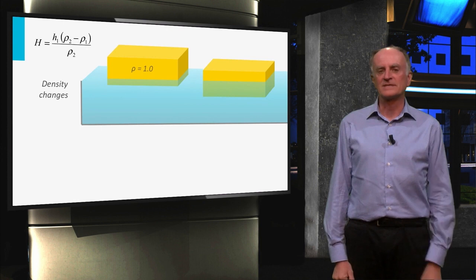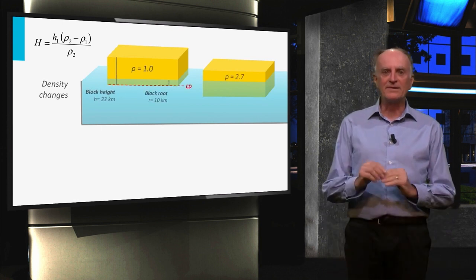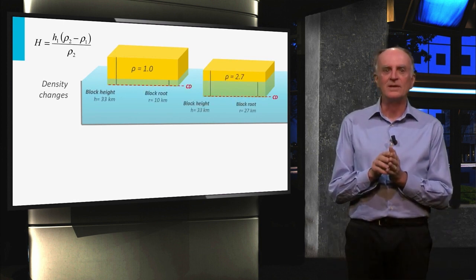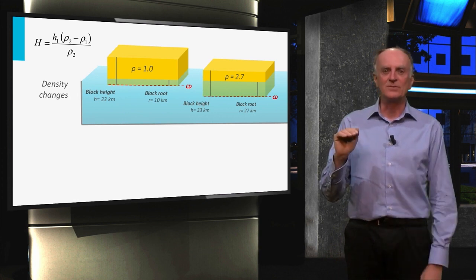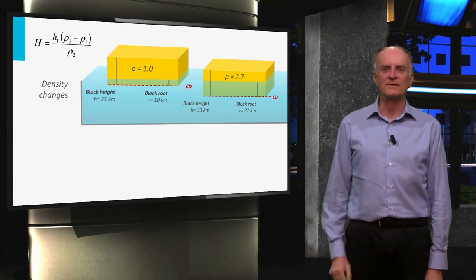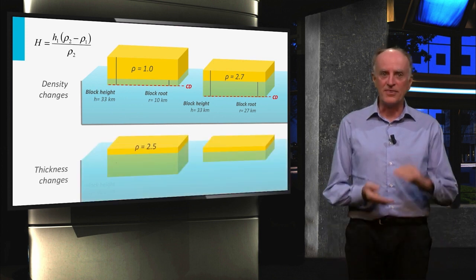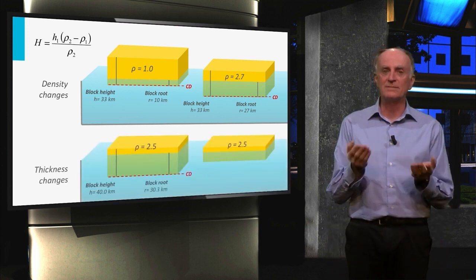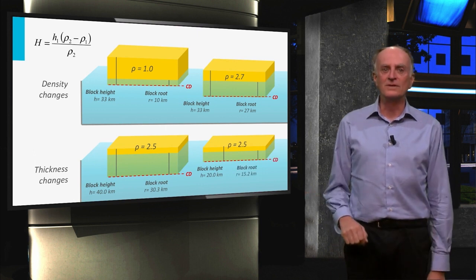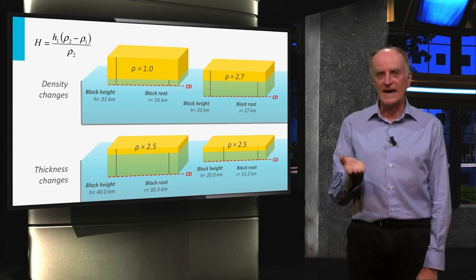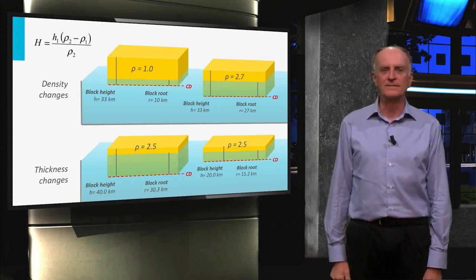In the upper part of the slide, you see that the higher the density of the floating block, the lower its topography. Indeed, heavy bodies tend to sink, decreasing the topography. A decrease in thickness of the body produces the same result, namely a lower topography. Note also that the base of the thin block is higher than that of the thick block.